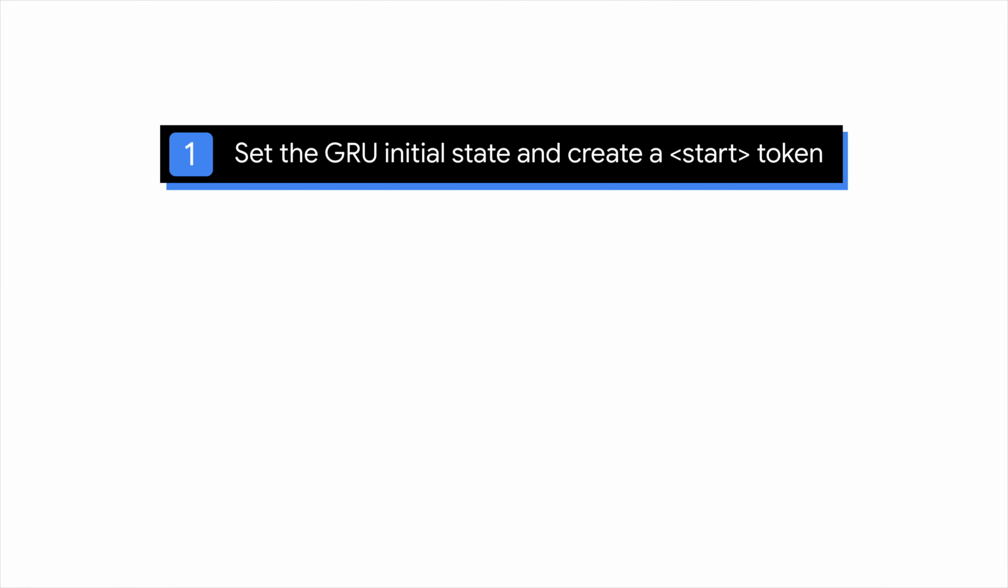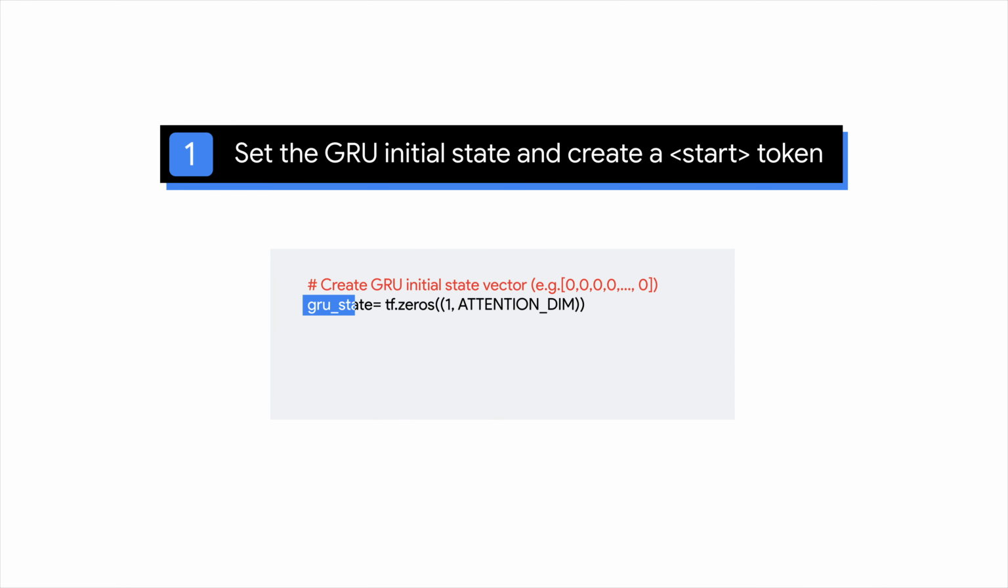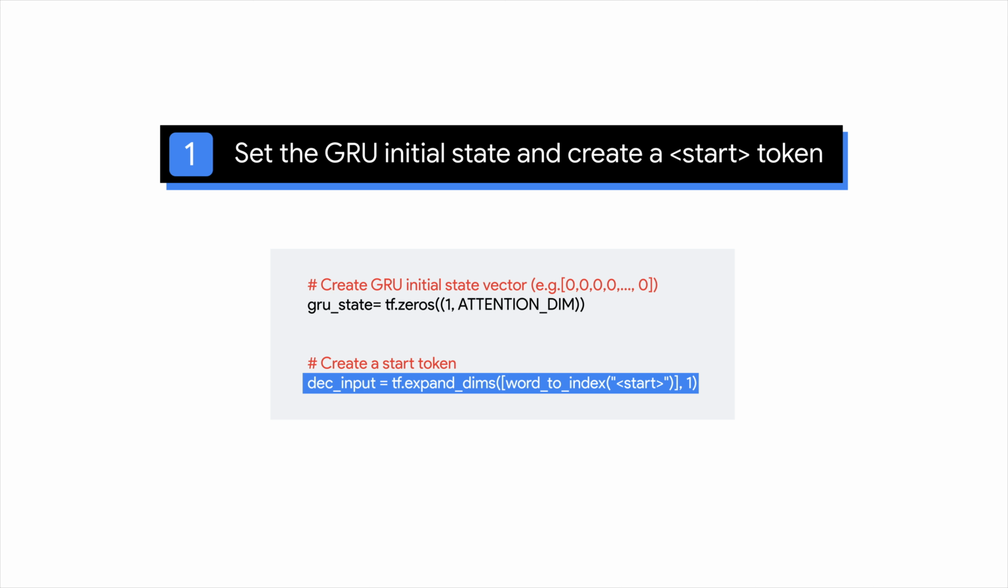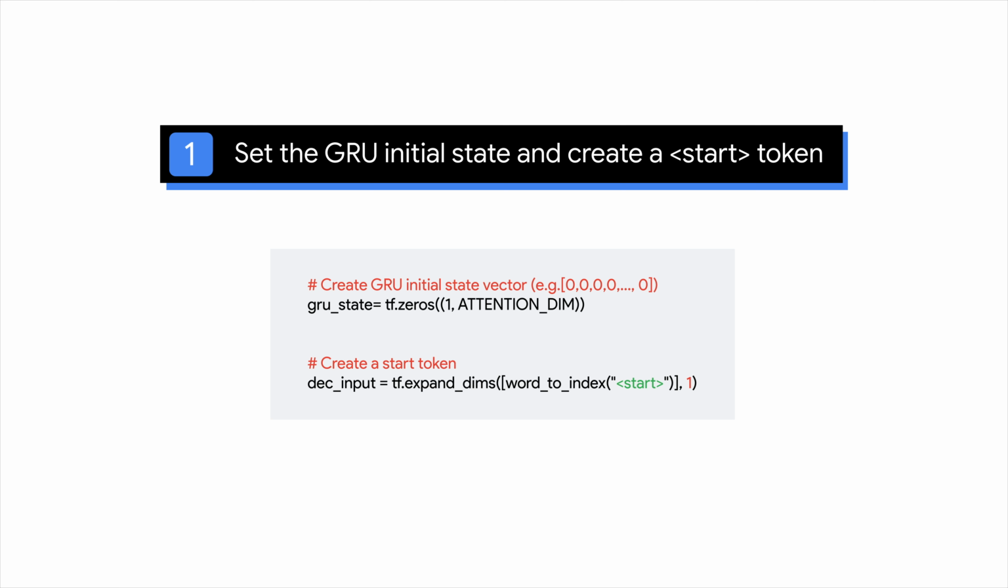Let's take a look at the code one by one. In the first step, we initialize two things, the GRU state and the start token. In this case, the GRU state is simply initialized with zero vectors, and we set the start token as the first input word for the decoder. In terms of the word to index function used here, I'm going to explain it in the next video. But basically, it's just tokenized words to word tokens, which is the standard text pre-processing technique.